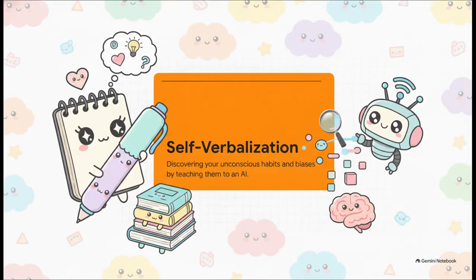So, the crucial point is this concept of jiko gengoka, which translates to self-verbalization. Think about it. By feeding an AI your daily diaries and forcing it to understand you, you are essentially forcing yourself to confront your own subconscious habits, biases, and decision-making criteria. You end up putting words to things you do automatically. In a weird way, you actually end up learning way more about yourself than the AI does.